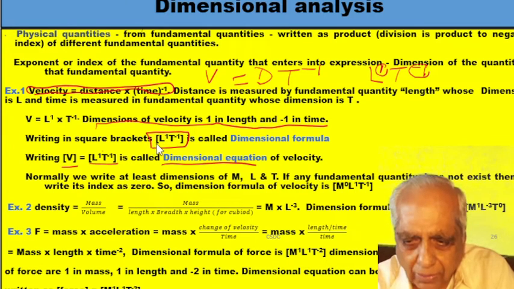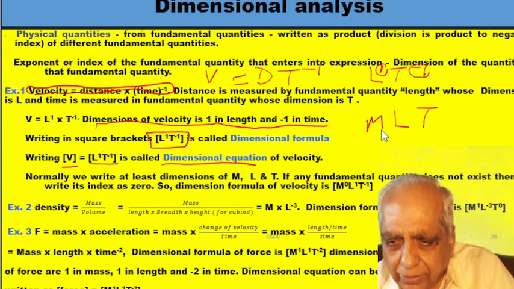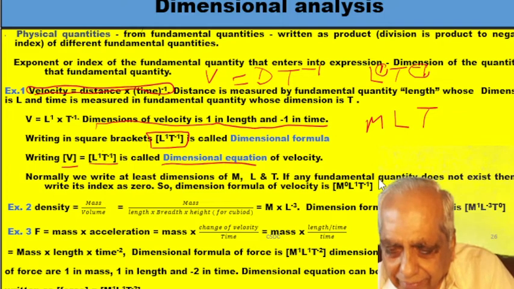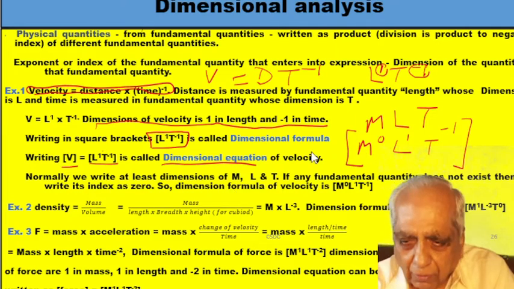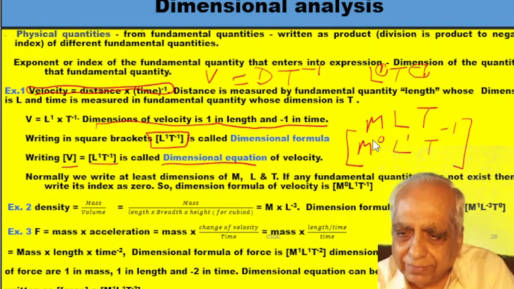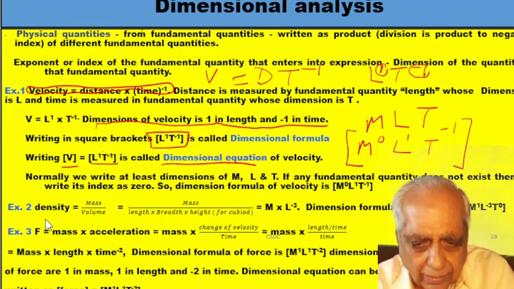Normally, you know there are 7, but these 3 are most fundamental: mass, length and time. In case any quantity is not there, we write its index as 0. So velocity I can write as m raised to 0, L raised to 1, t raised to minus 1 in square brackets. This is the dimensional formula of velocity. Because there is no mass, for the fundamental quantities you should at least write m, L and t with index. If there is none, you write it raised to 0. Is it alright? Now let us go to the second example.